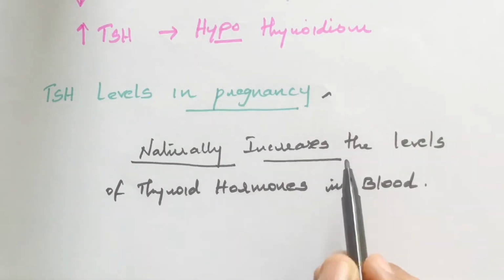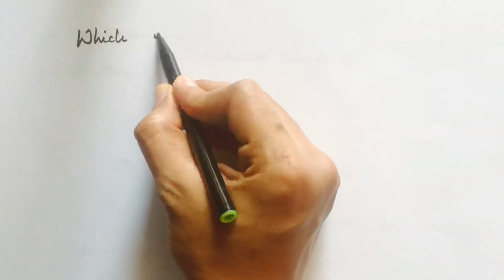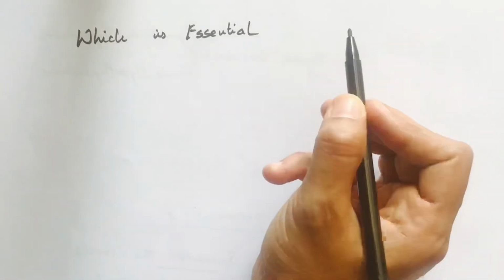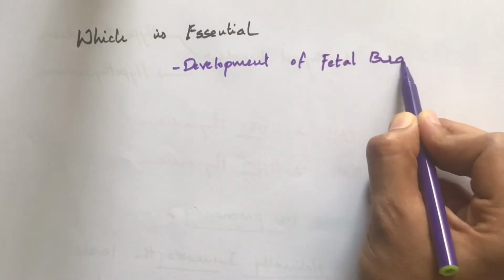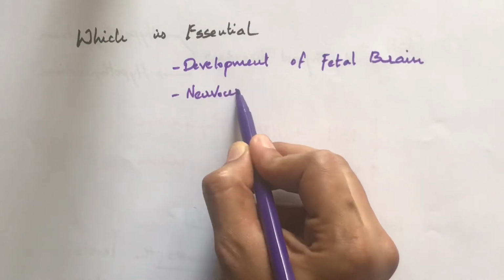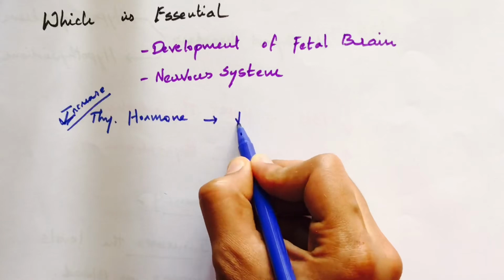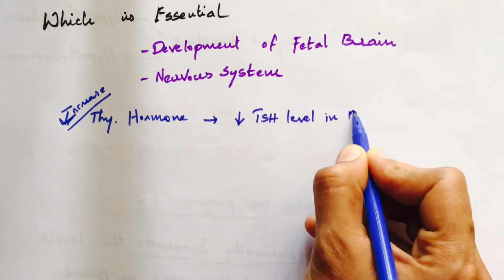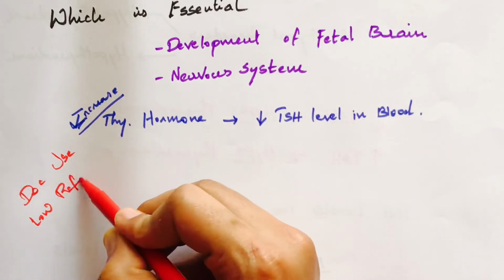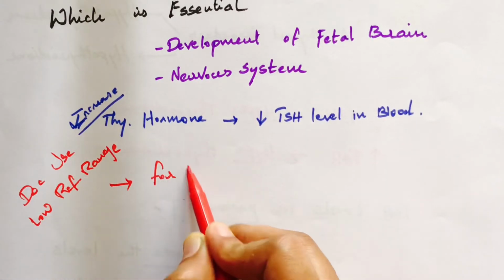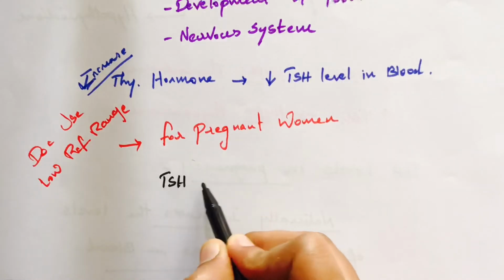TSH levels in pregnancy: naturally the thyroid hormones in blood increase. And the reason the thyroid hormones are normally high during pregnancy is for the development of the fetal brain and nervous system. So when there are increased thyroid hormones, automatically there is decreased TSH level in blood, and doctors generally use a lower reference range of TSH for pregnant women.